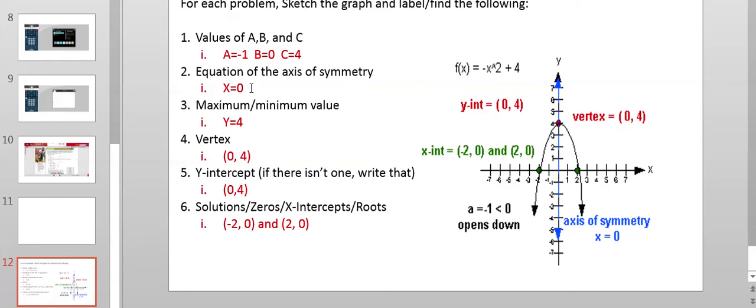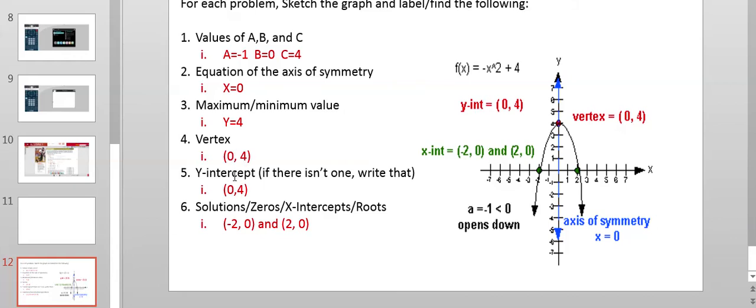Then number 3 says maximum or minimum value. Remember, your maximum or minimum value is just your y value. So once you find your vertex, you've already found the axis of symmetry and the maximum or minimum. So my minimum was y equals 4. Then the vertex. Well, if you have number 2 and number 3, then obviously you have number 4. You just write it like a point. x is 0, y is 4: (0, 4).